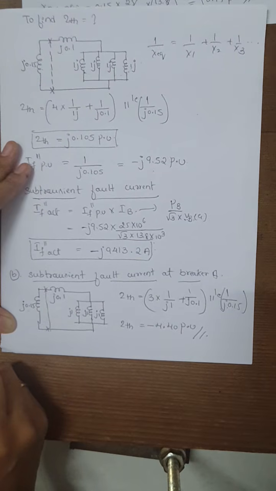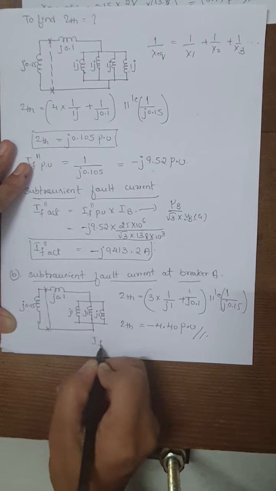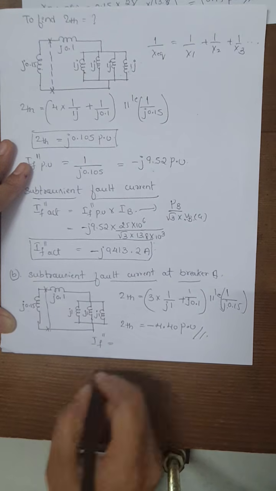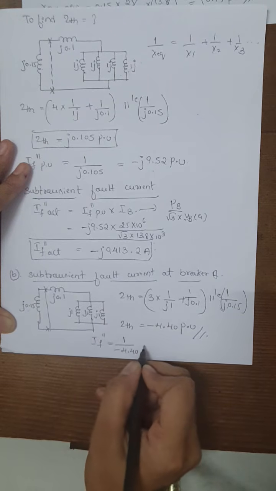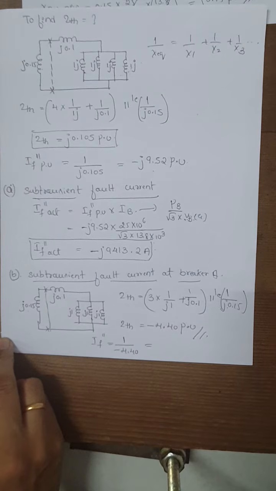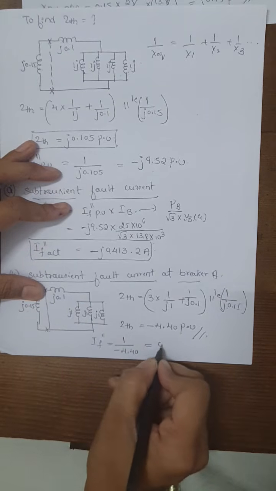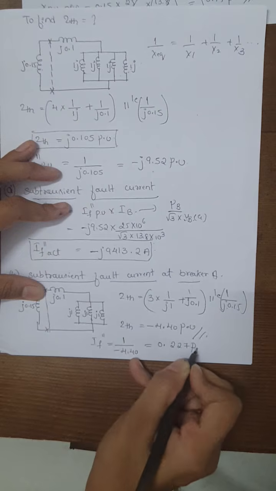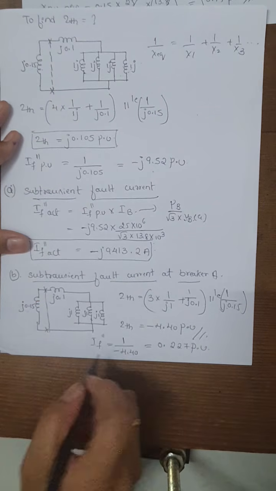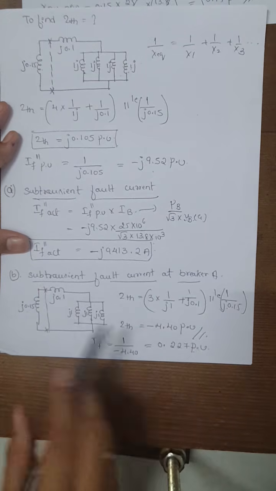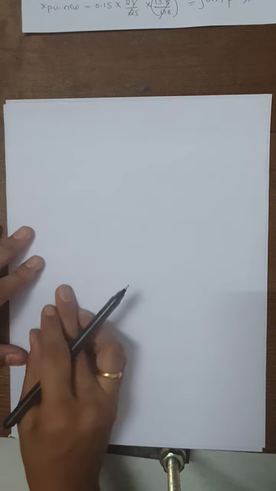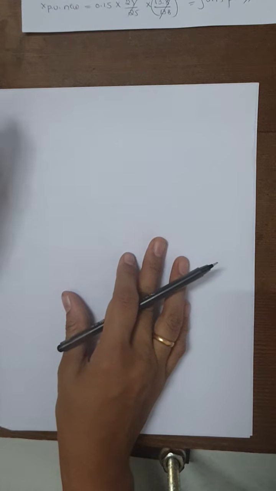Next, again we need to use the fault current formula, IF double dash, that is VTH by ZTH. VTH is 1 and ZTH is 0.227. Now substitute this, and we get the answer for the fault current. We have calculated the second case also, but the answer we got is in per unit. So now convert this into actual value, that is the actual fault current calculation. So the next is the actual fault current calculation.